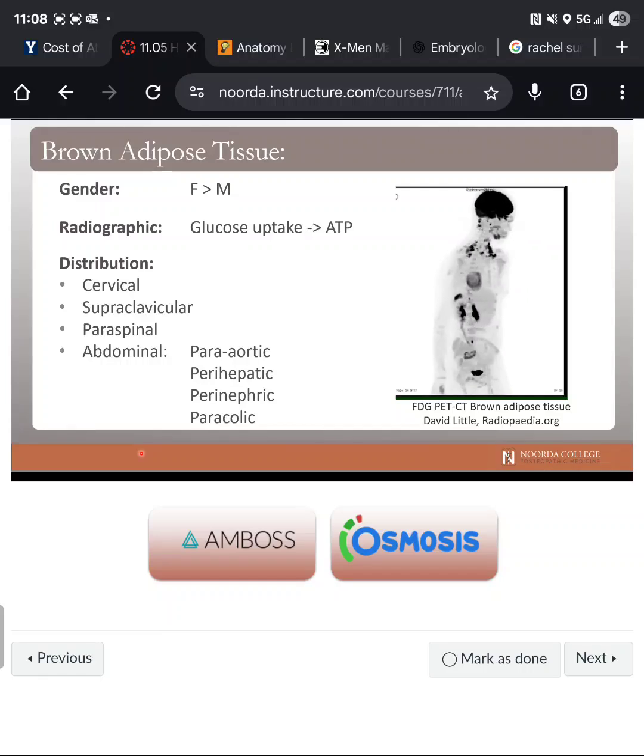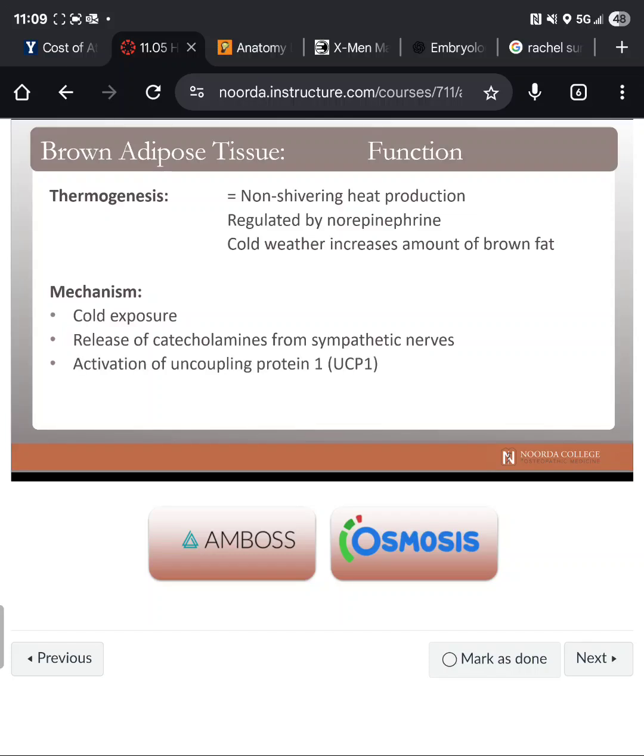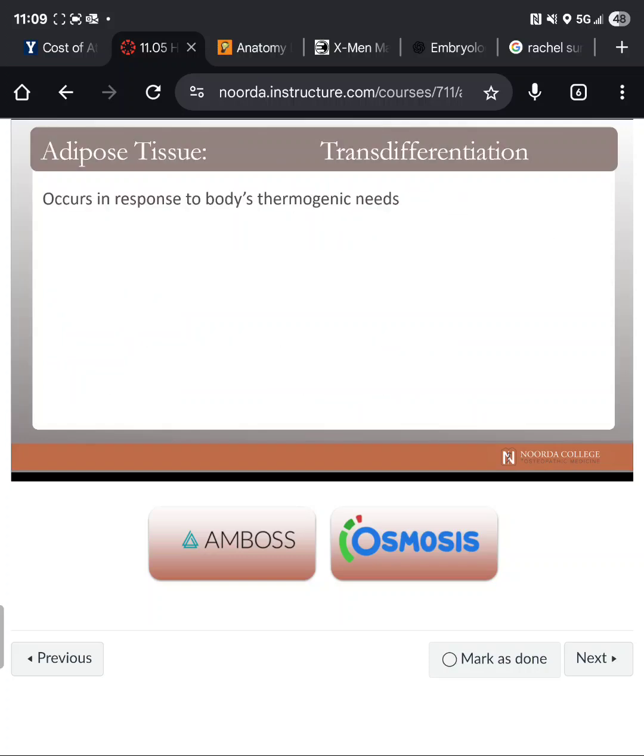Very cool, huh? I love these three-dimensional scans. You can also see brown fat, which is not really shown here in this image, in the periaortic, perihepatic, perinephric around the kidneys, and pericolic around the intestinal tract areas as well. What is the function of brown adipose tissue? The main role is thermogenesis, which means non-shivering heat production, regulated by norepinephrine and exposure to cold weather. When someone is exposed to cold, there's a release of catecholamines, which causes activation of uncoupling protein 1. Within the mitochondria, there's uncoupling oxidation of fatty acids.